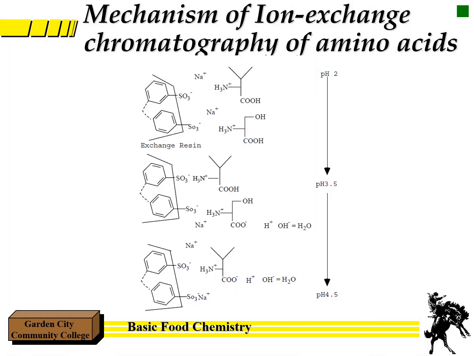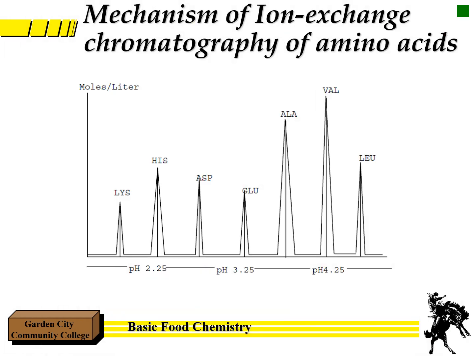This method of ion exchange chromatography is about separating the amino acids, based on how their ions exchange as you change pH. Then they're put into a chromatography system, and it monitors the moles per liter. At different wavelengths, we're looking at these ions, whether it's lysine, histidine, asparagine, glutamine, alanine, valine, or leucine, and they're all expressed at different pHs along that scale.